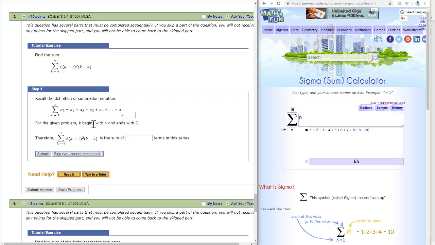For a given problem, k begins with 4 and ends with 7. This is a sum of how many terms in a series? Well, if we count 4, that's 1, and then 5, 6, 7. So that's 4 terms. In my summation calculator program that I found on the web, if we start with 4 and end at 7, we see that there's 1, 2, 3, 4 terms altogether. So we should have 4 terms in the series.